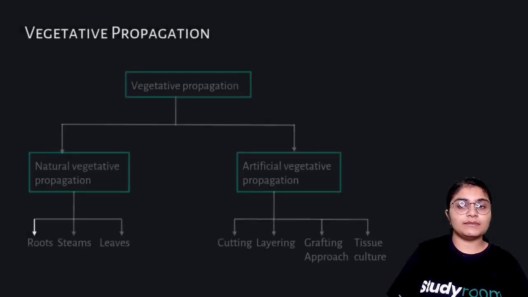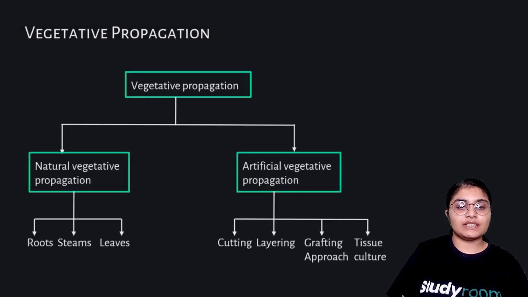Next up, we have vegetative propagation. As you can see, there are two types of vegetative propagation. The first is natural vegetative propagation and the second is artificial vegetative propagation. Natural vegetative propagation usually happens with the help of plant parts such as roots, stems and leaves. But in artificial vegetative propagation, there are different methods that are used, like cutting, layering, grafting, or tissue culture. So these are the artificial methods used for the reproduction of plants.